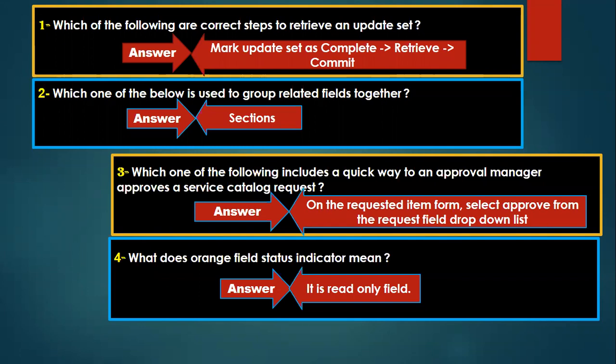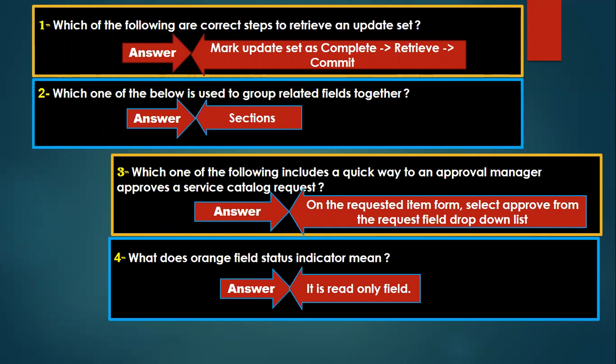Which one of the below is used to group related fields together? There would be 4 options, and under that you have to select this option: sections. So it's pretty much clear. I hope this is the basic thing everyone knows about.